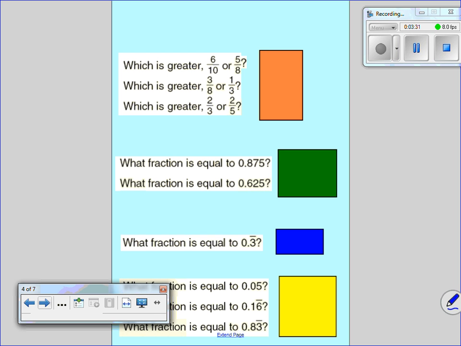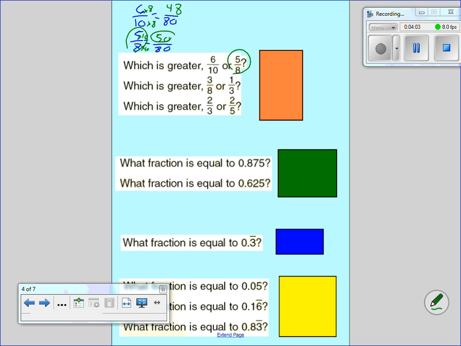All right. Take a look at some other stuff here. Which is greater, 6/10 or 5/8? Well, once again, you're always going to have to find a common denominator here, right? 6 over 10, 5/8. 8 and 10 both go into 80. And change markers here. Going times 10 gives me 50. Times 8 gives me 48. Which one's bigger? The 50, which means 5/8 is larger.